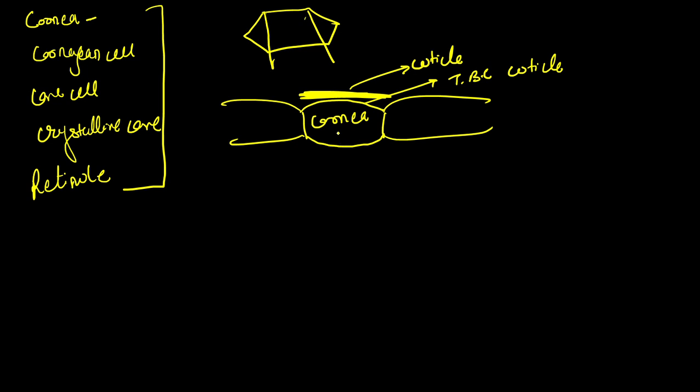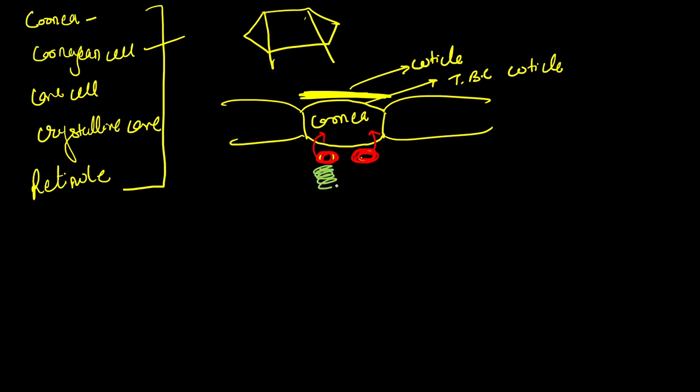Now, below the cornea, some cells are present. Two cells are present. We call them cornegen cells. What is the function of these cornegen cells? These cornegen cells are going to secrete the cornea. So how is the cornea formed? By these two cornegen cells. Cornegen cells are responsible for secreting the cornea.